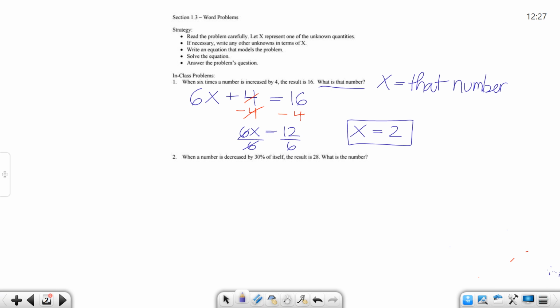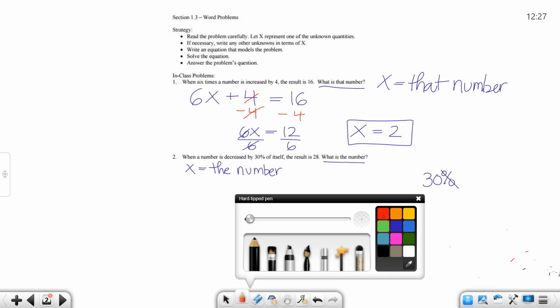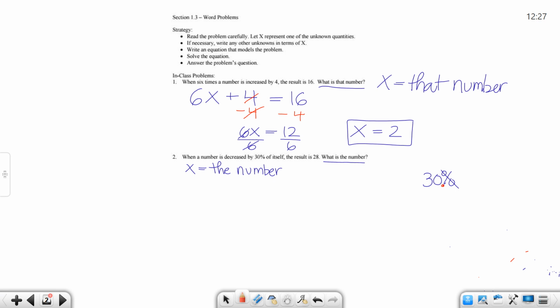The second one says when a number is decreased by 30% of itself, the result is 28. What is that number? X. X is the number. Now before we get started, I need to make sure you understand how to write 30% as a decimal. So 30%, you drop your percent sign, and right now your decimal is understood to be right here behind the 0. You're going to move it 2 places over, so it would be 0.30. You could also say 0.3, that would be fine.